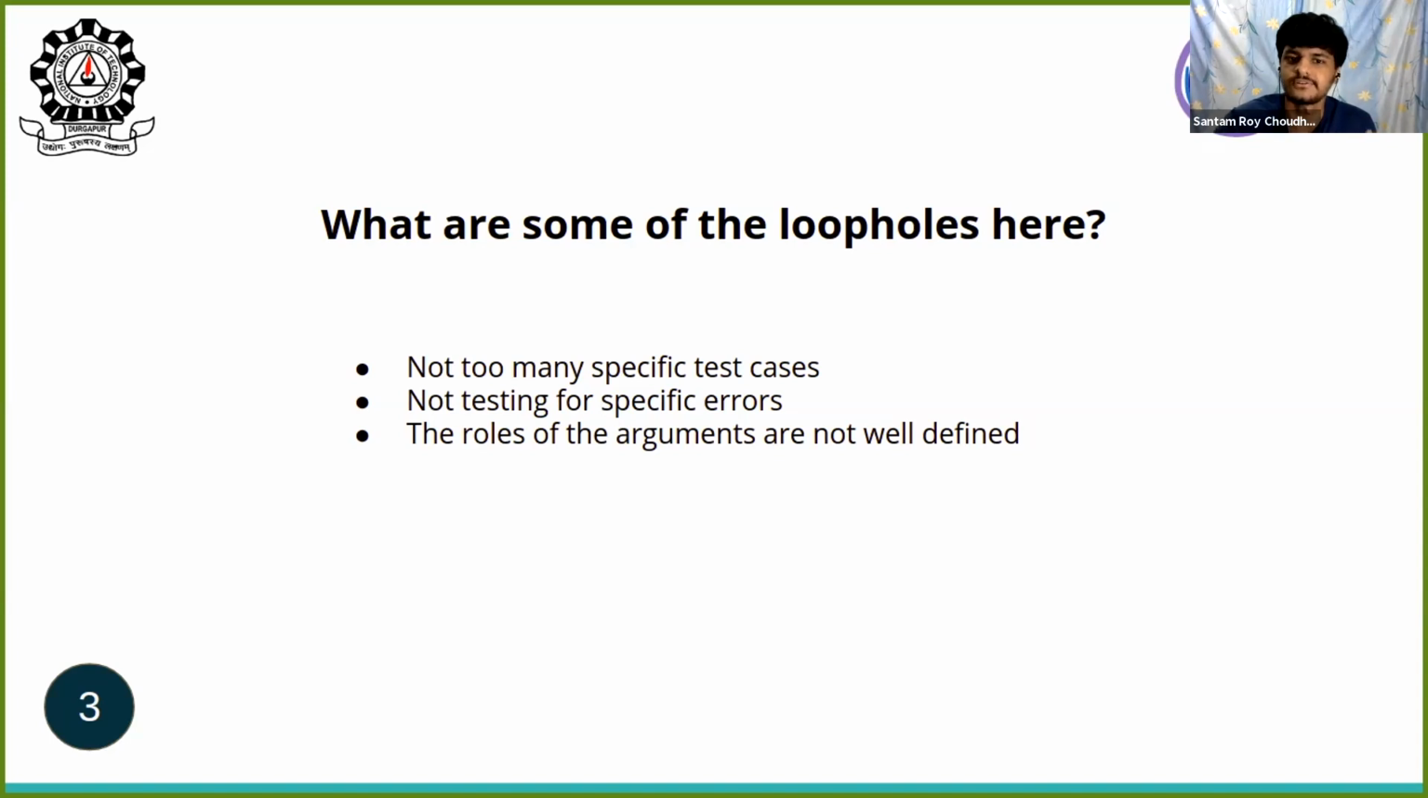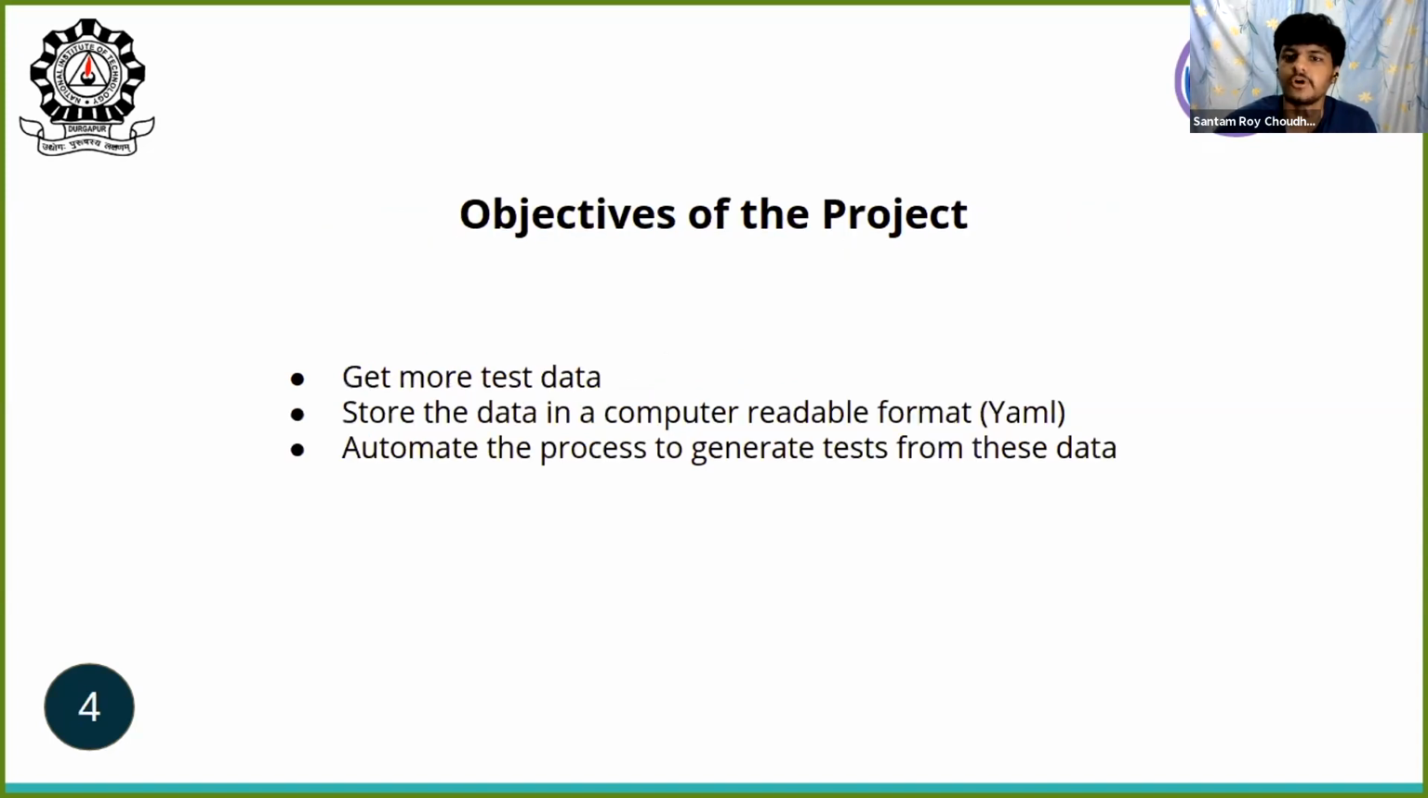Based on these loopholes, we come to the objective of the project. The objectives are that we need to generate more test data. We need to store this data in a much more computer-readable format, namely YAML, and we need to automate the process of generating the tests from this data.